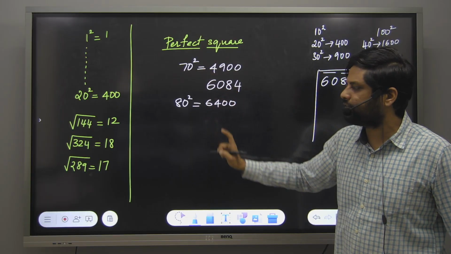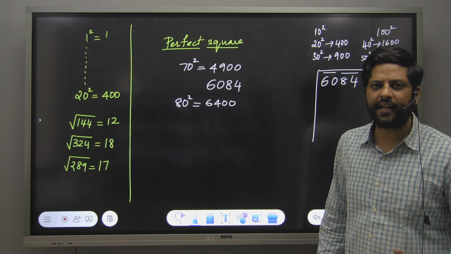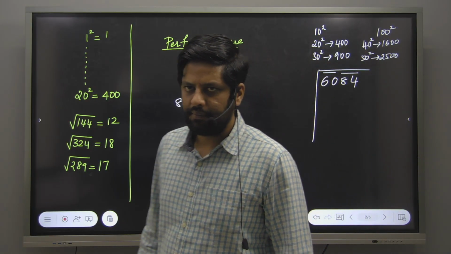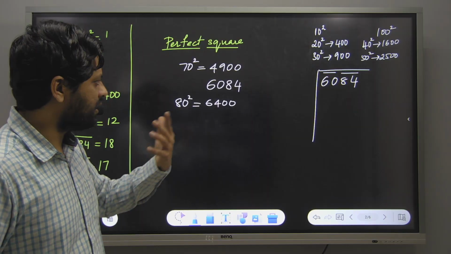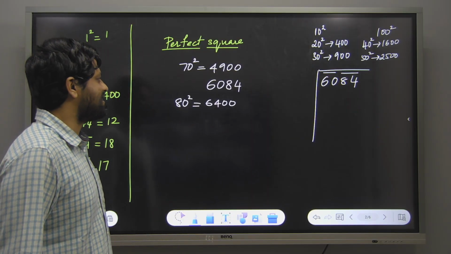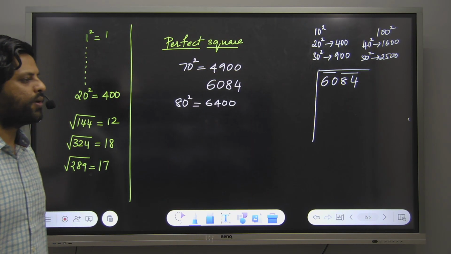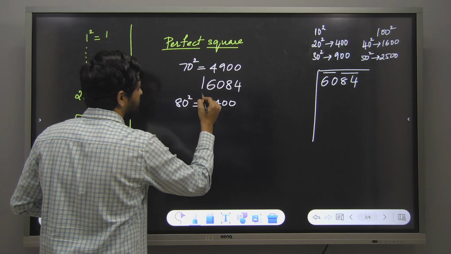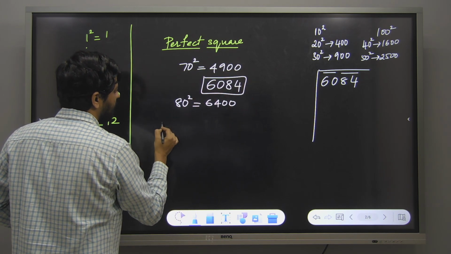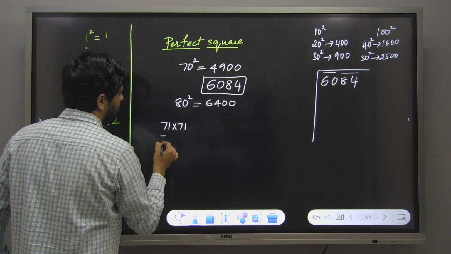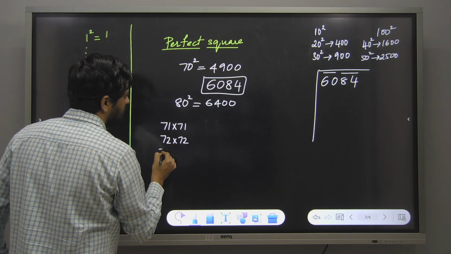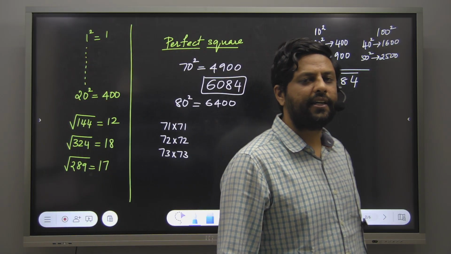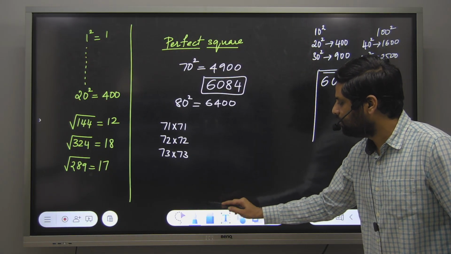Is it easy to figure out between which two squares it lies? I agree, it is definitely easy. It lies between 70 square and 80 square. That is the first step. Now, the answer should be 71 into 71, 72 into 72, or so on, up to 78 into 78. How do we tell that now?